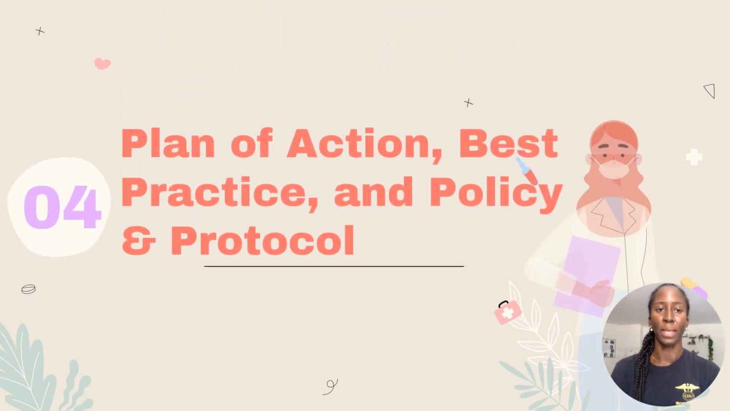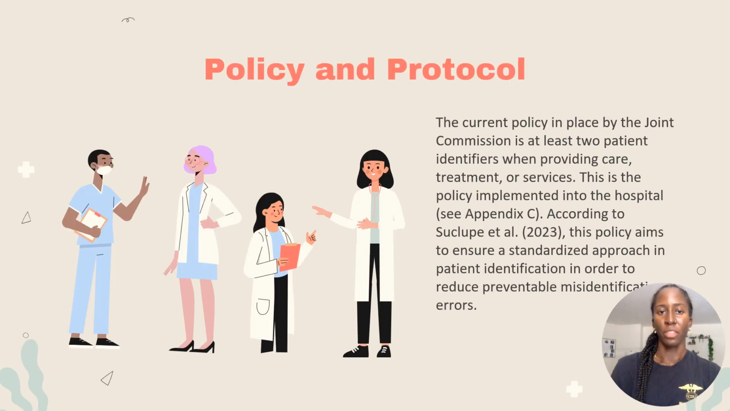So number 4, we have the plan of action, best practice, and policy and protocol. The current policy in place by the Joint Commission is at least 2 patient identifiers when providing care, treatment, or services. This is the policy implemented into the hospital. See Appendix C, which states the current policy. According to Sukuple et al. in 2023, this policy aims to ensure a standardized approach in patient identification in order to reduce preventable misidentification errors.